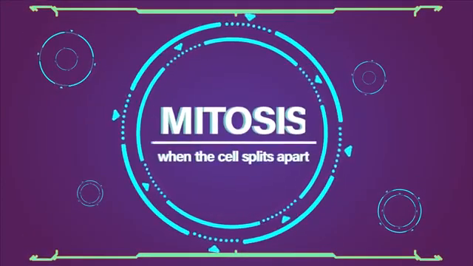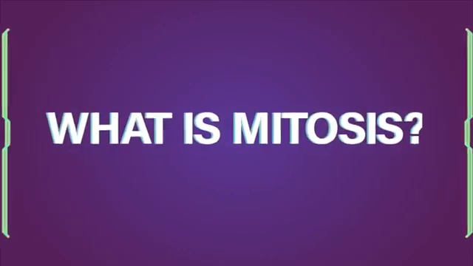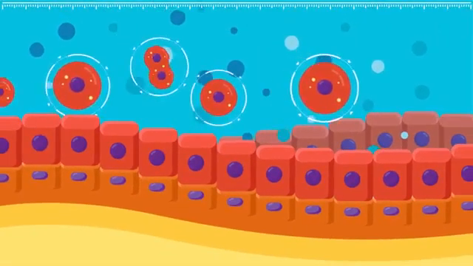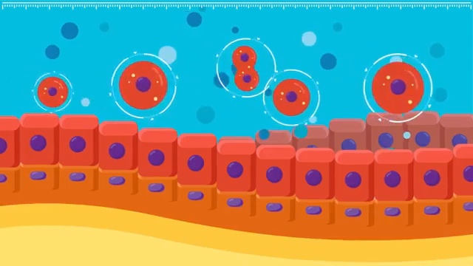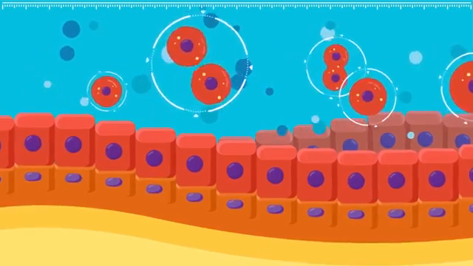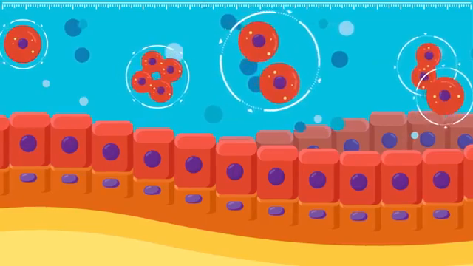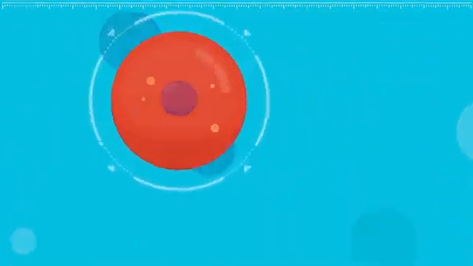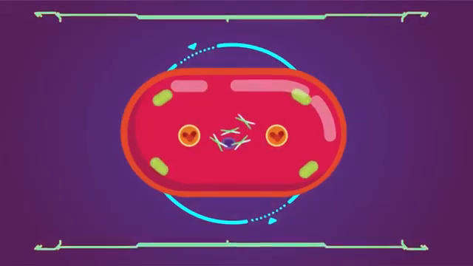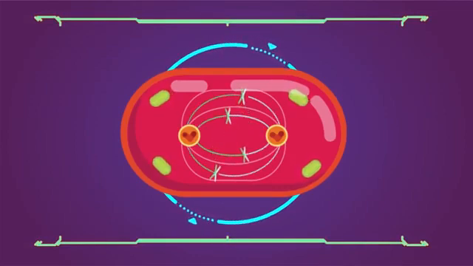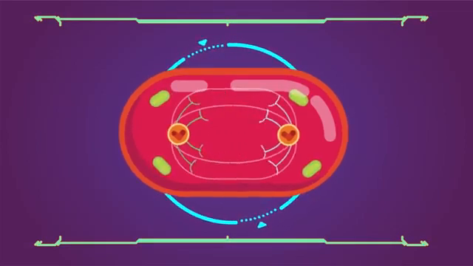Mitosis. When the cell splits apart. What is mitosis? Eventually, cells need to duplicate. There are two main methods of replication: mitosis and meiosis. This tutorial will talk about mitosis. The big idea to remember is that mitosis is the simple duplication of a cell and all its parts.